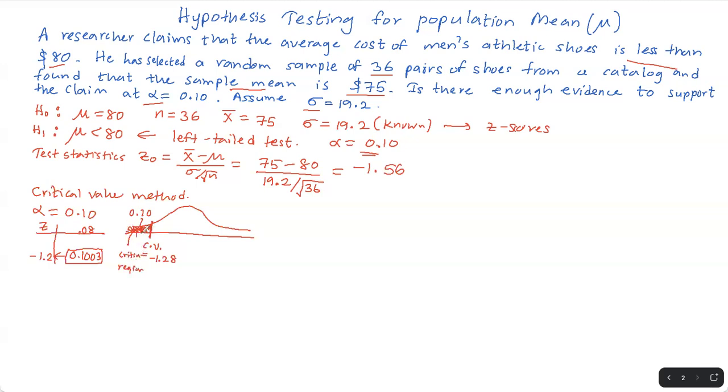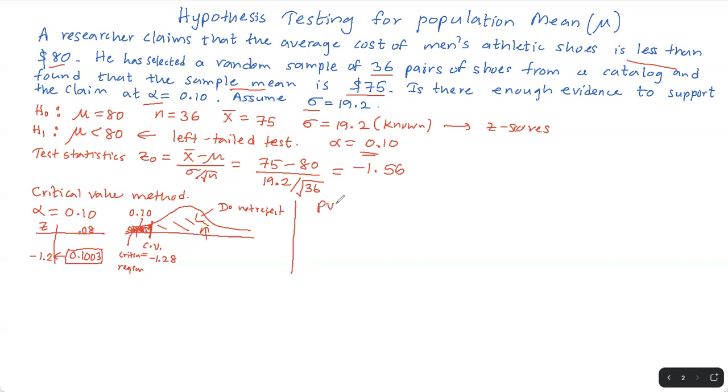As you can see, this colored area is your critical region. If any value falls in this critical region, then we reject the null hypothesis. So this is the non-critical region. If any number falls in this region, we do not reject the null, because this area is the non-critical region. And that is the critical value method.